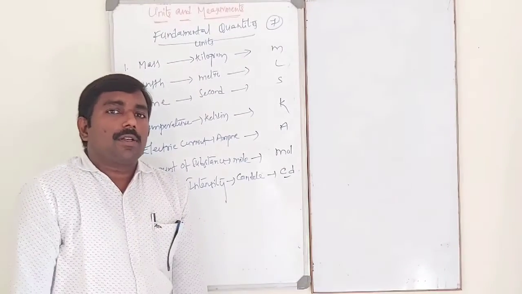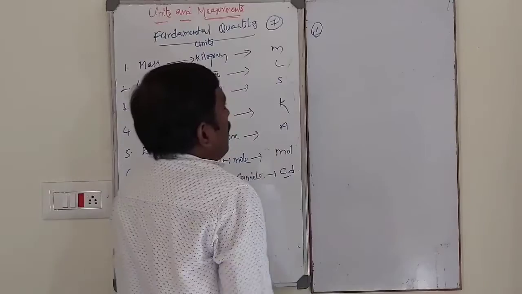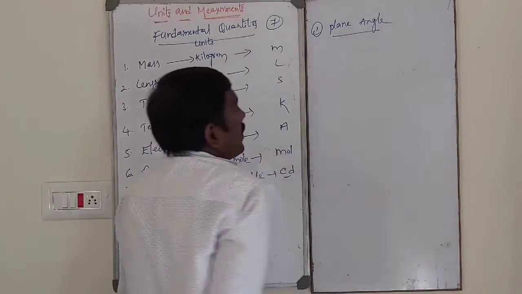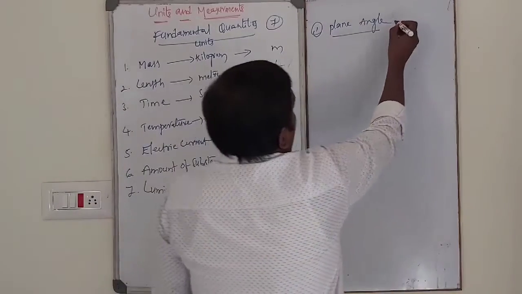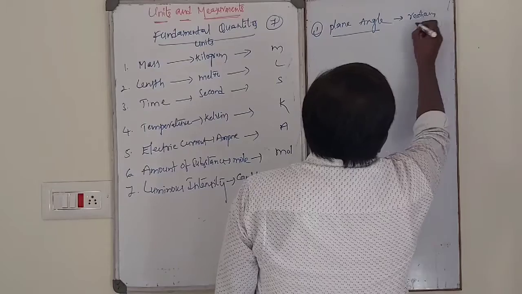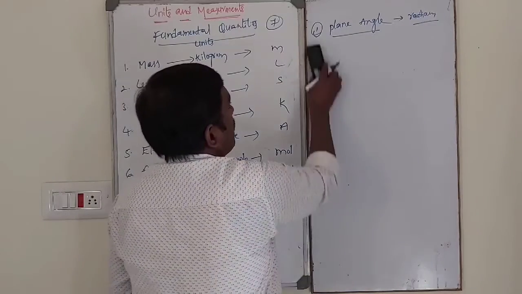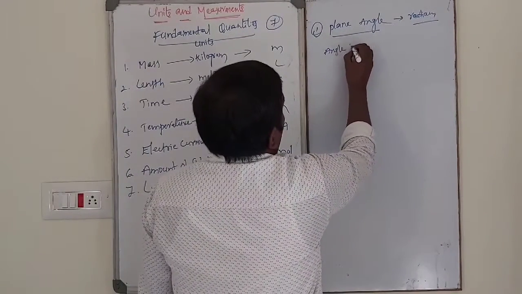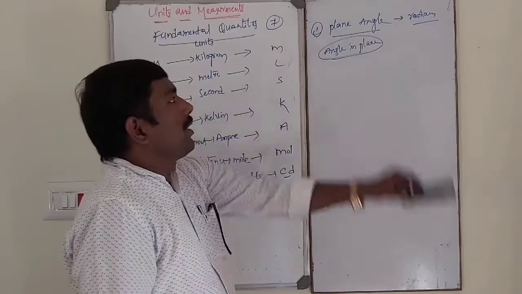Two supplementary quantities are there. The first one is plane angle, that is angle in a plane. The SI unit of plane angle is radian. And the second one is solid angle.